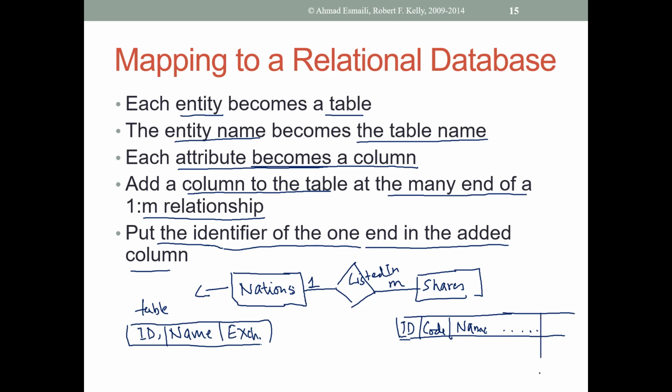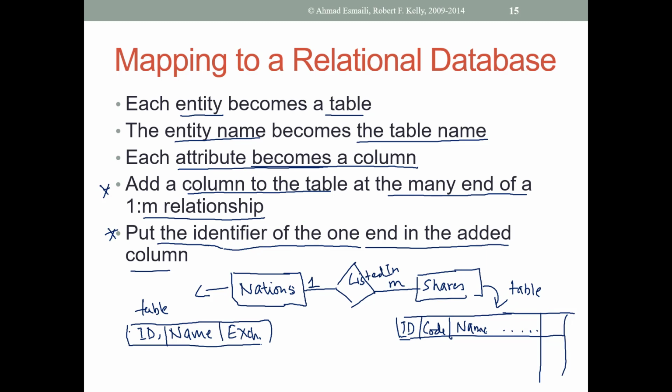So the answer to that is the point I'm trying to explain. So I'm trying to explain these 2 points here, the last 2 points. Add a column to the table at the many end. What is many end? This is shares table. Okay, shares table. So many end is shares. So we are adding one column right here, and in that column, this is many end, this is one end. So add a column to the table which is shares, and put the identifier of the one end to that end.